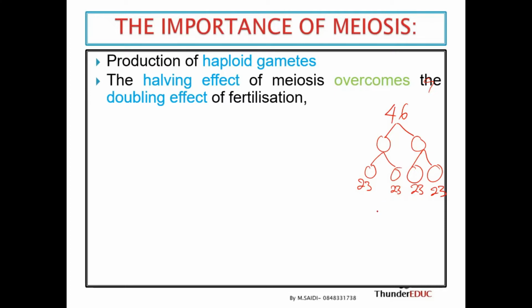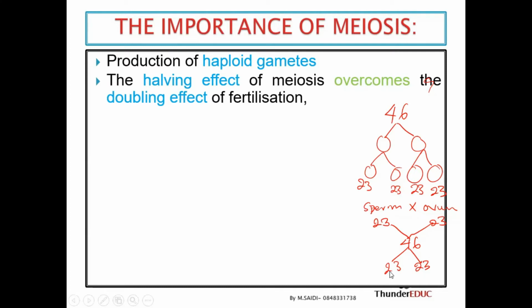Now, for example, a sperm fuses with or fertilizes the ovum. These are gametes, remember, so this is 23 and this is 23. When they fuse during the process of fertilization, you go back to 46. So this is fusion, this is fertilization. This is the doubling effect. This and this double to form 46. But now meiosis is going to divide them to form 23. That's why they say that this halving effect overcomes the doubling effect of fertilization. So this is fertilization, while this is meiosis.